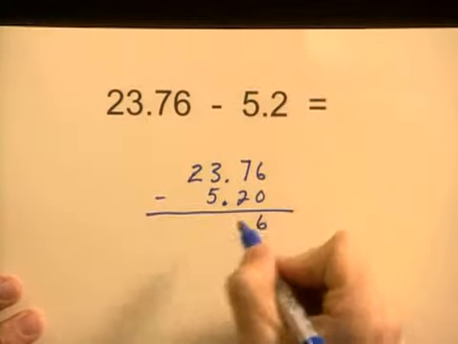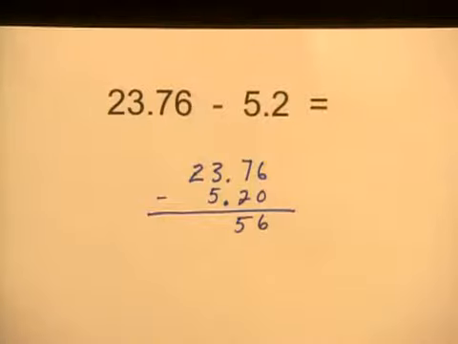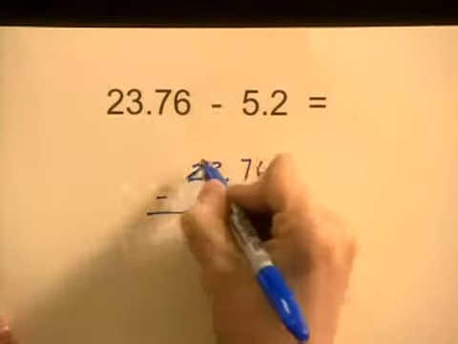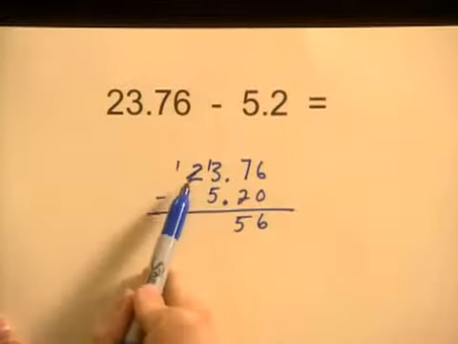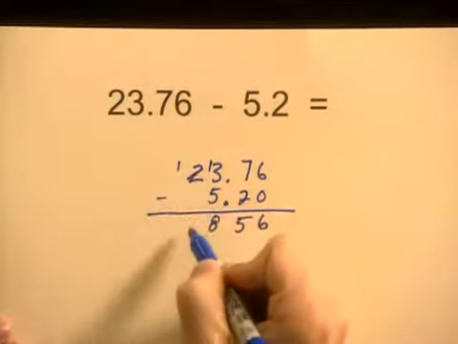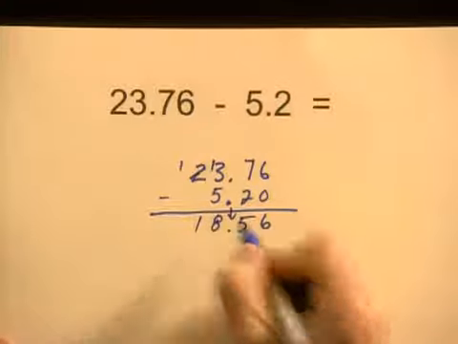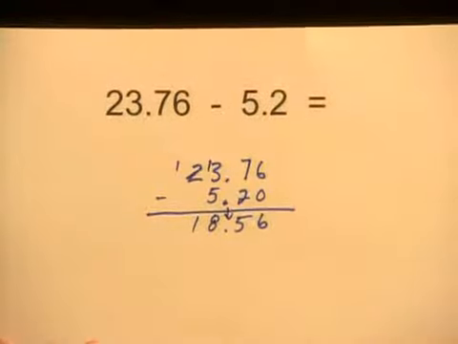6 minus 0 is 6. 7 minus 2 is 5. 3 minus 5, you can't do that. What do I have to do? You have to borrow from your 2. So we borrow from the 2. That turns into a 1. Now it's 13 minus 5. 8. 1 minus nothing. It's 18. And I'm done, right? No. What? Your decimal. Got it. We got to drop the decimal point down. 18.56. And that's really all there is to it.